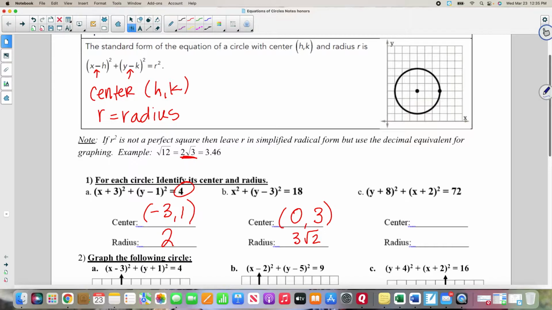Okay, so what's my center? Negative 8, negative 2. Well, I was tricky right here. Negative 2, negative 8. You got to put your x first. That was dirty, I know. So mean. What's your radius? 6 square root of 2. 6 square root of 2.